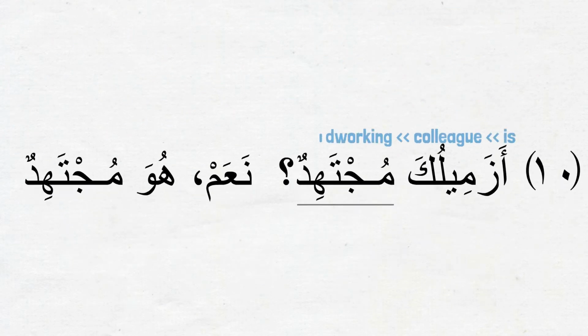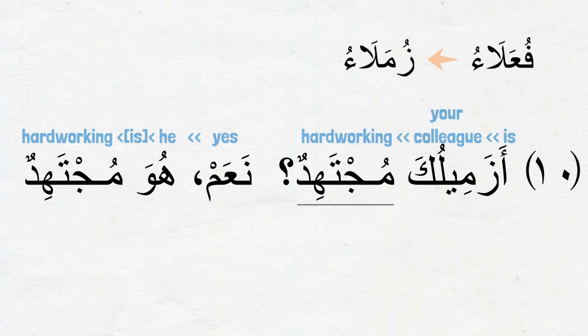Part 10. أزميلك مجتهد؟ نعم هو مجتهد. Is your colleague or classmate hardworking? Yes, he is hardworking. The plural of زميل would be زملاء. So it is following the pattern فعلاء.